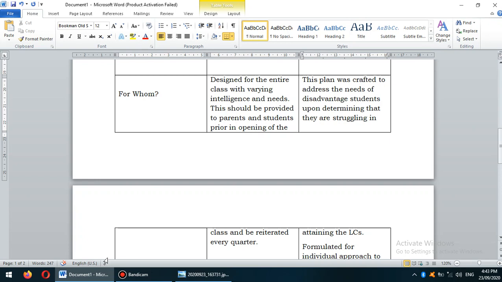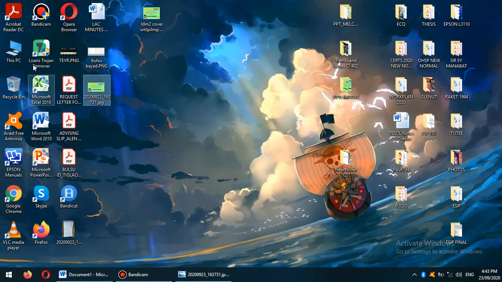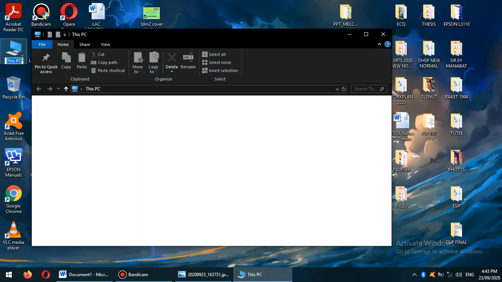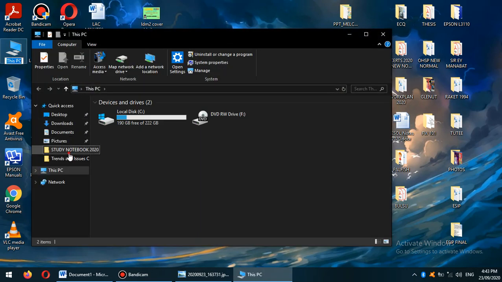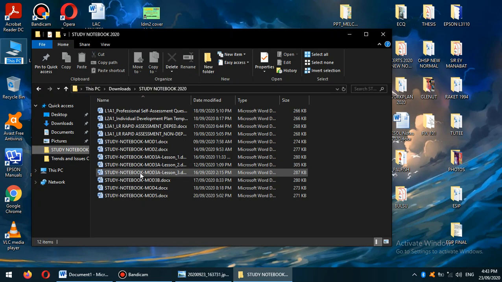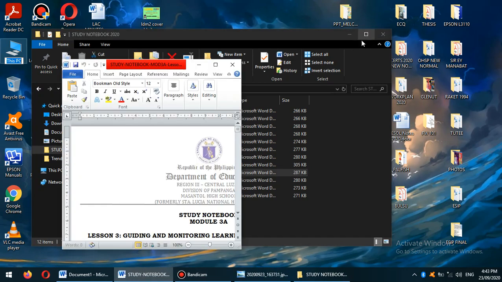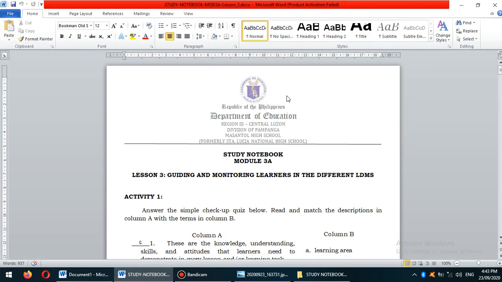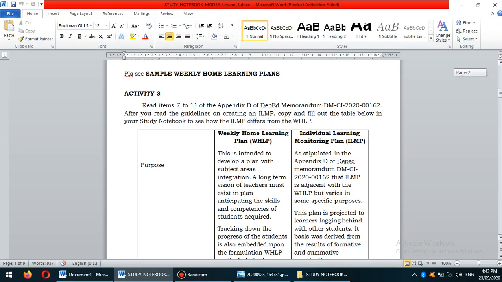Now, let us try to revisit our module. Wait po, we'll try to open up our study notebook 3.3a so that we can really identify on which particular part of the module 3A.3 or the lesson 3.